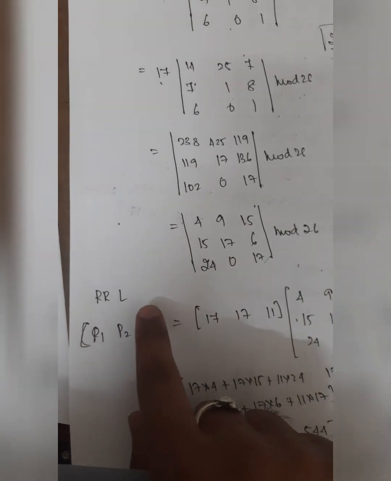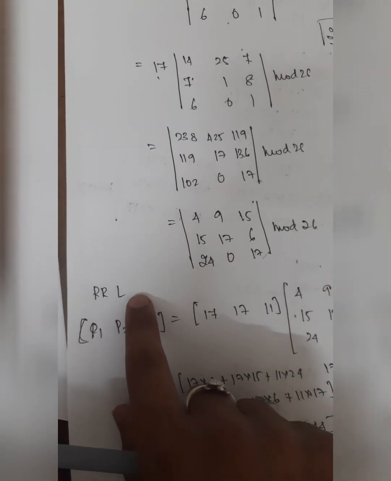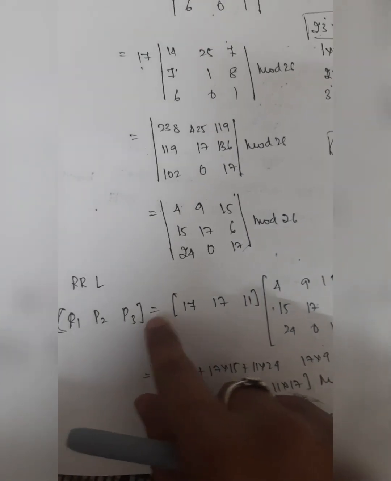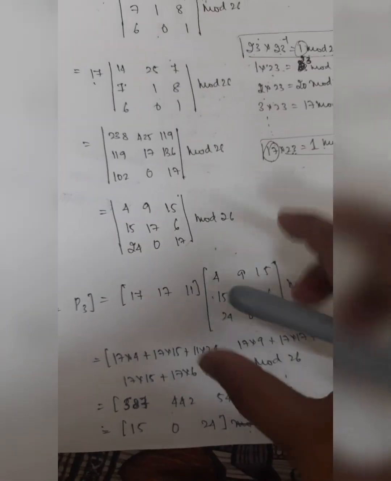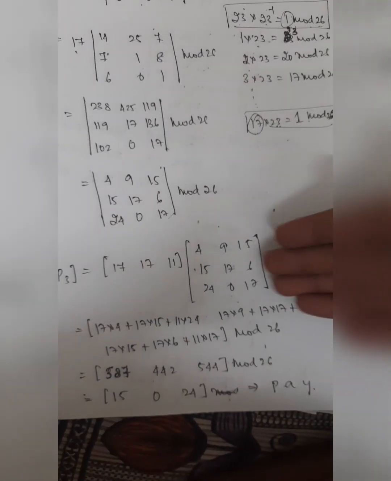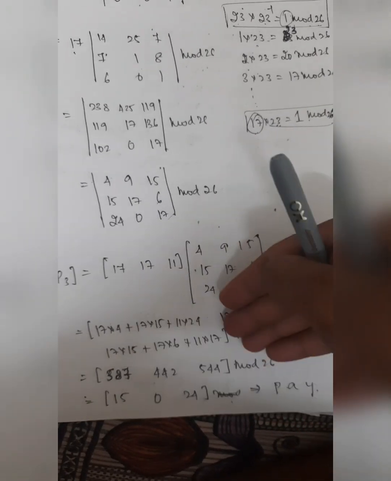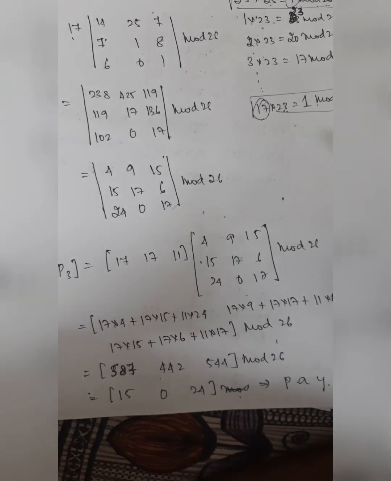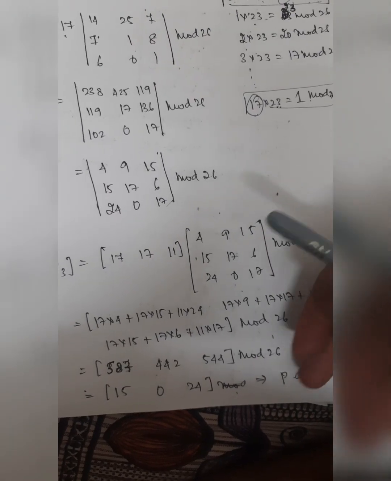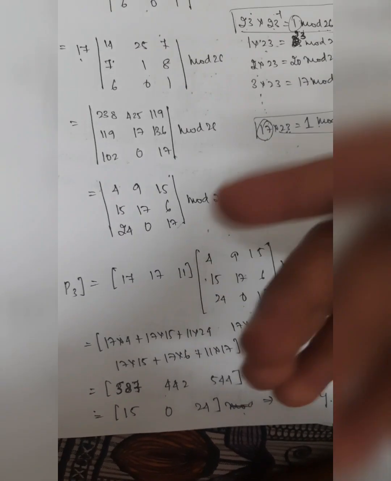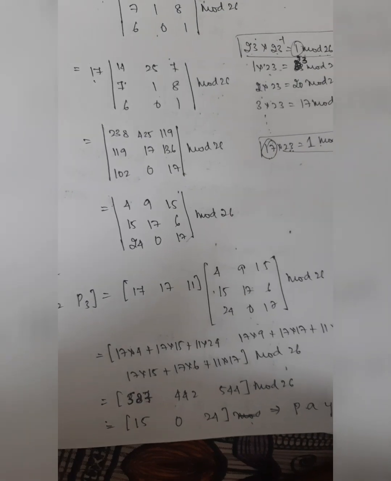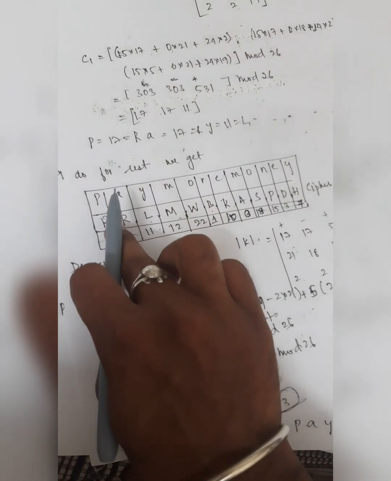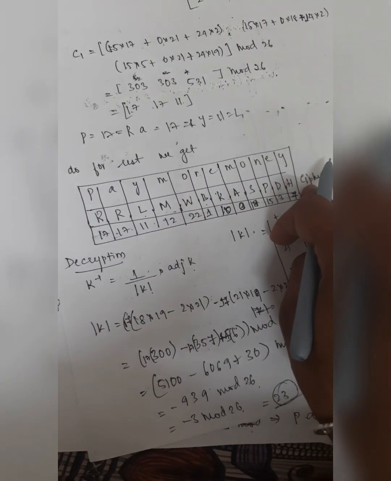Now for decryption, we will take this RRL as the cipher text, and the plain text we have to identify. Same procedure as encryption: you multiply and you will get some value, and when you put modulus you get an output. When you check the values, you will get it as pay. Similarly, you will get the entire thing decrypted. For all this encrypted cipher text, you get the decrypted text as pay more money.